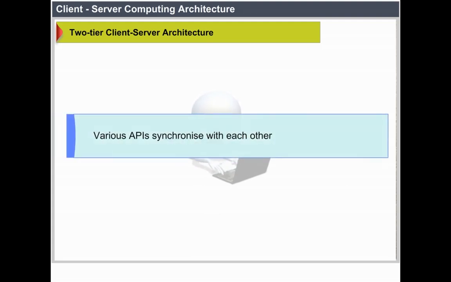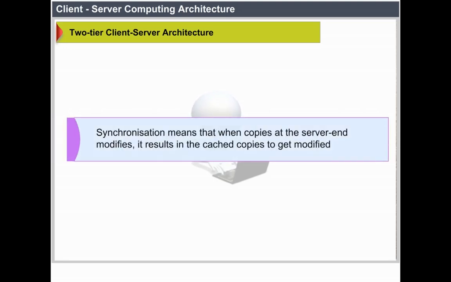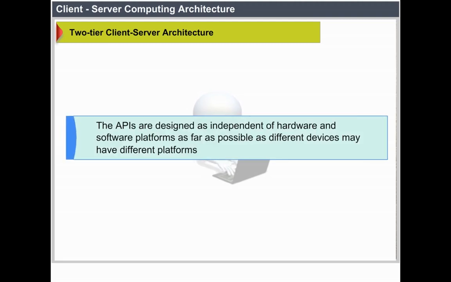Various APIs synchronize with each other. Synchronization means that when copies at the server end are modified, the cached copies accordingly get modified. The APIs are designed independent of hardware and software platforms as far as possible, as different devices may have different platforms.